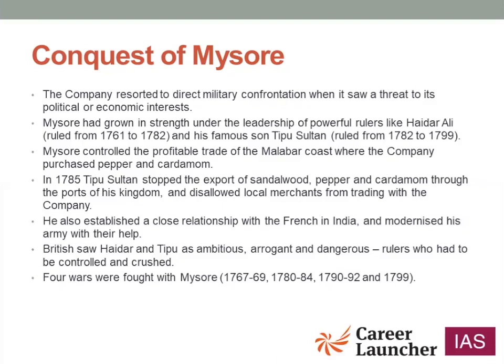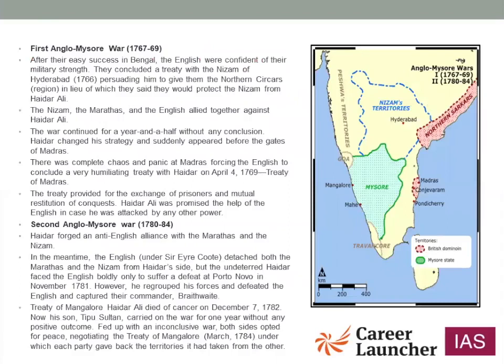In that series, four battles were fought with Mysore between 1767 and 1799. The first Anglo-Mysore War started in 1767 and ended in 1769. After their easy success in Bengal, the English were confident of their military strength. They concluded a treaty with the Nizam of Hyderabad in 1766 and persuaded him to give the Northern Sirkars, in lieu of which they said that they would protect the Nizam of Hyderabad from Hyder Ali.